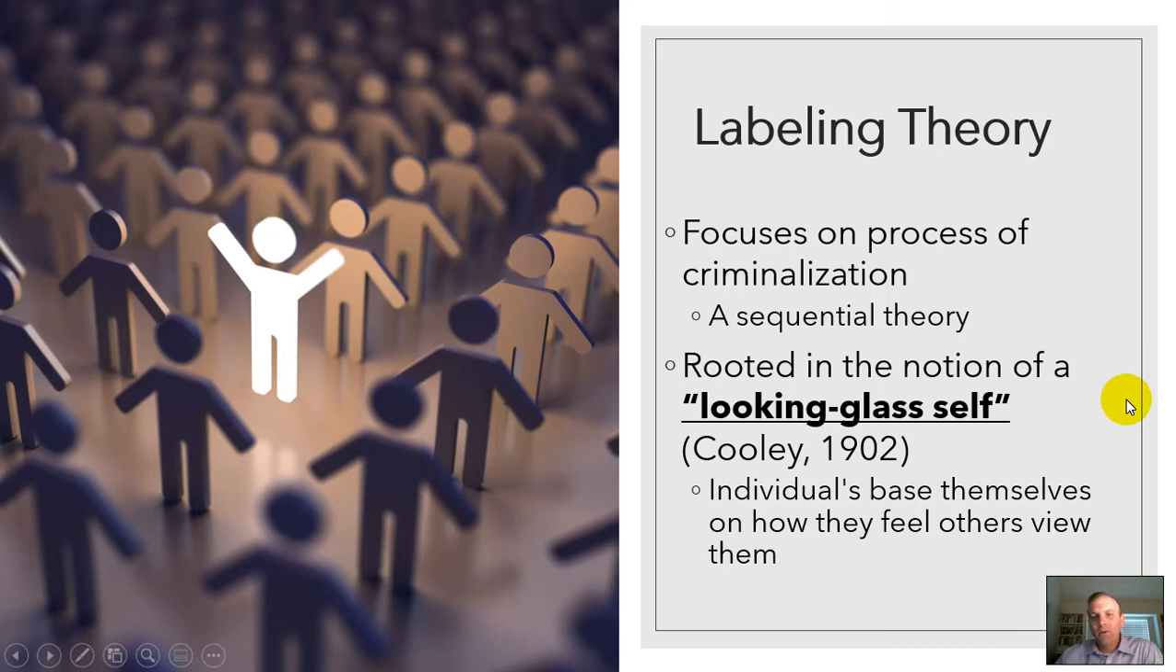Okay, what labeling theory is really rooted in is the concept of the looking glass self by Cooley in 1902. So what the looking glass self gets at, it involves the notion that, I am what I am, right? That's what Popeye would say. I am what I am. But that's not necessarily true, okay? Given the context on where you go, who you interact with, and what you do, people tend to base themselves on how they feel others view them.